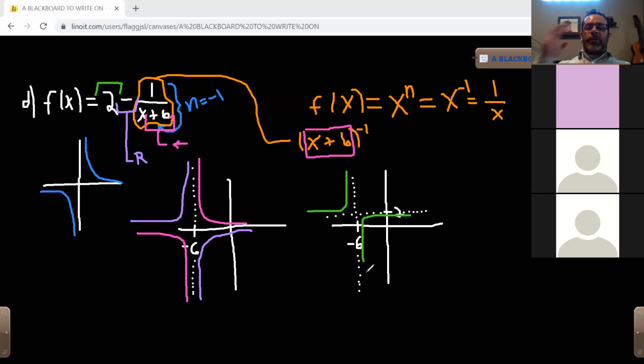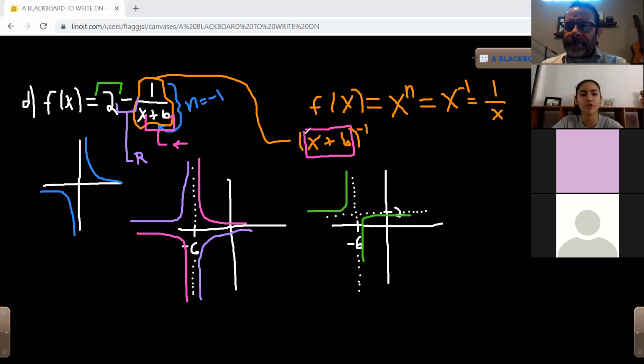Okay. So now the function is shifted. First, we identified that it was shifted 6 units. Then we saw that it was negative. And then it's shifted up 2 units. And so the green one would be the complete function that includes all of the movements.